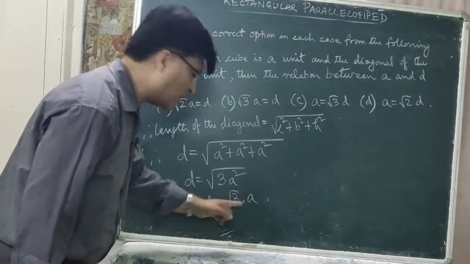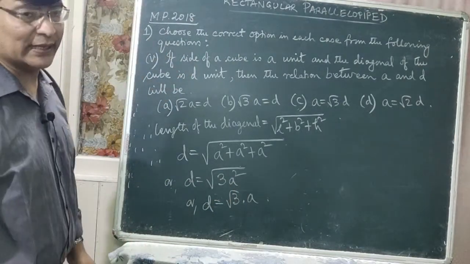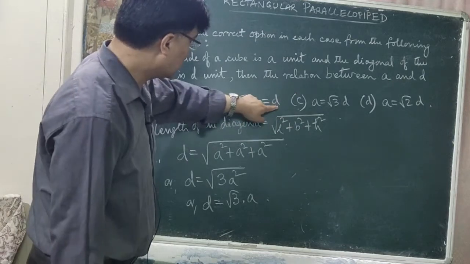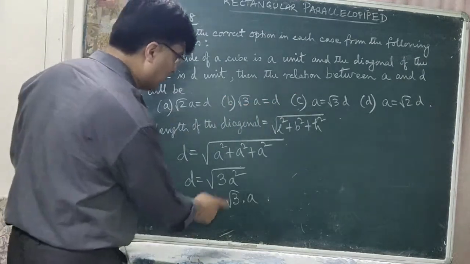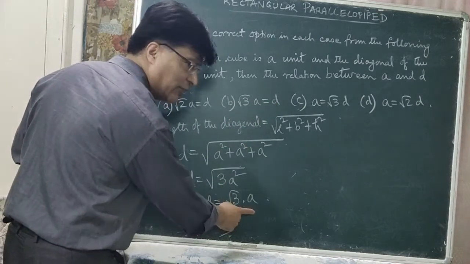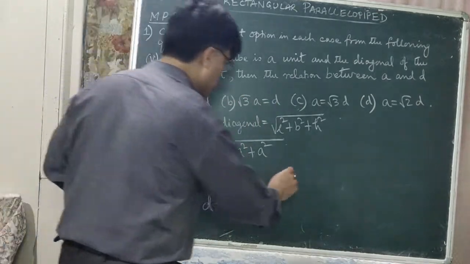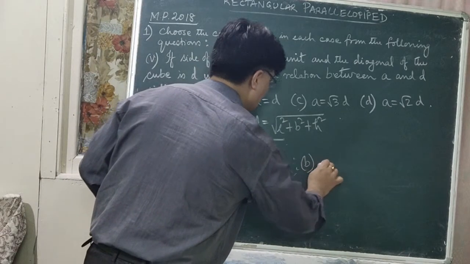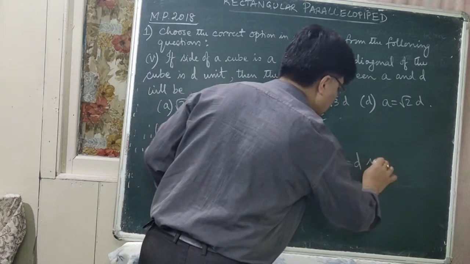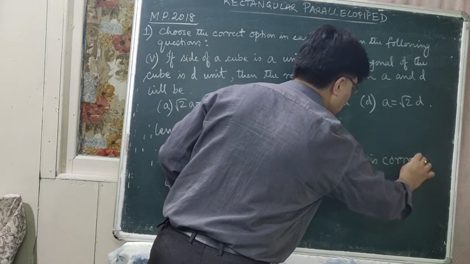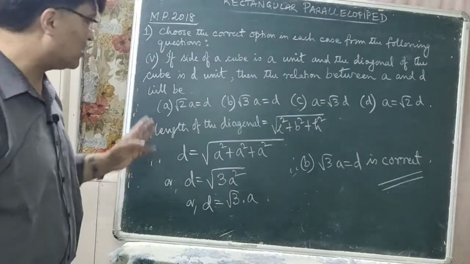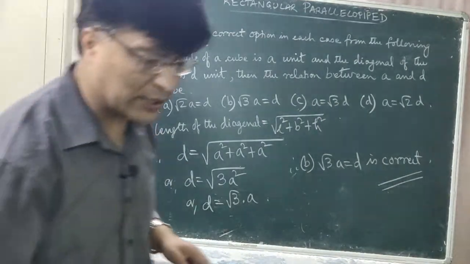So this is the correct one. d is equal to root over 3 into a. Which is the correct option out here? This one. That is d is equal to root over 3a. These are same equation, isn't it? d is equal to root over 3 into a, or d is root over 3 into a. That is the same equation. So therefore, b, root over 3a is equal to d, is correct. So this is the answer. So I think you have understood it. So you can copy it. Now we'll do the next question.